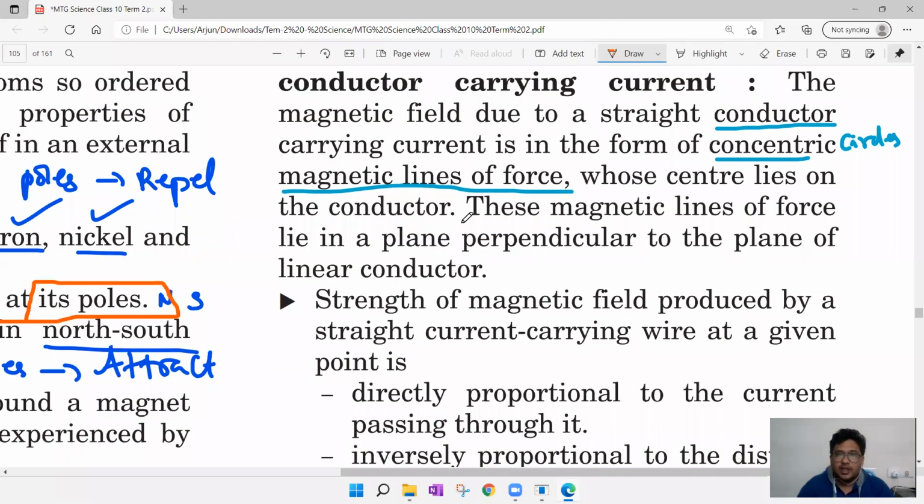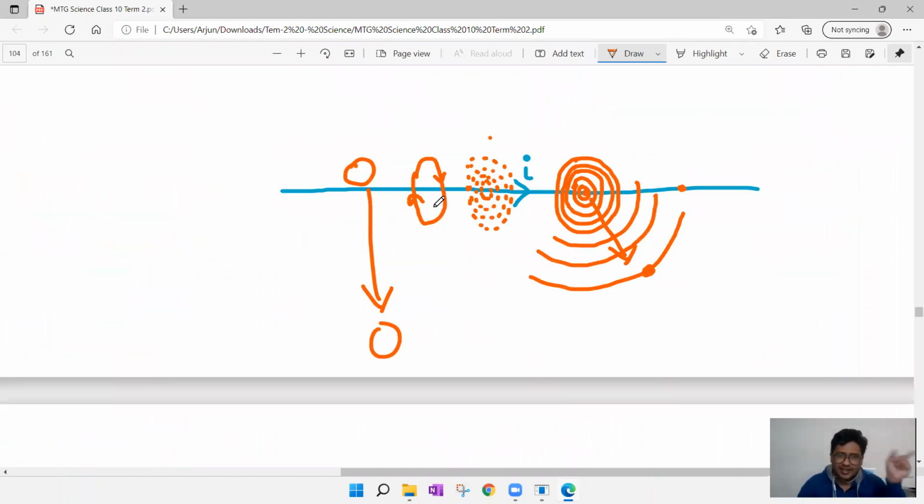They have said these magnetic lines of force lie in a plane perpendicular to the plane of the linear conductor. You see, this is a linear conductor, a straight line, and the magnetic field will be perpendicular like this. So you can draw arrow marks here. It will be perpendicular. Next.